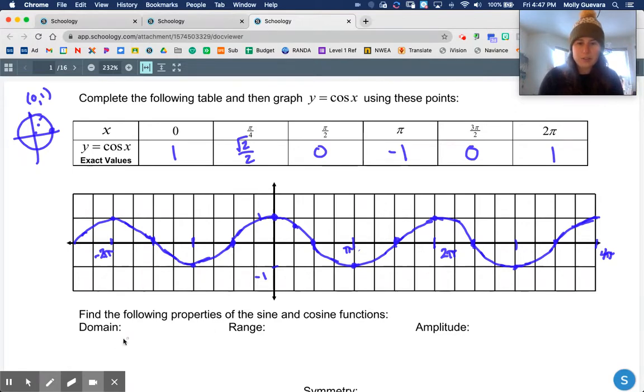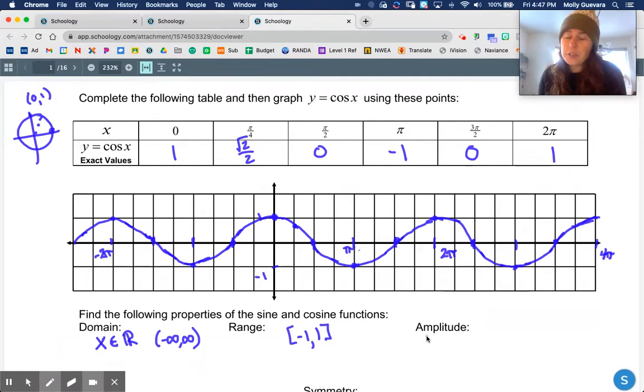So right here, like I just said, the domain is that x is in the set of all real numbers. You also could write -infinity to infinity. It's just not as mathematically professional. Range, I go from -1 to 1.